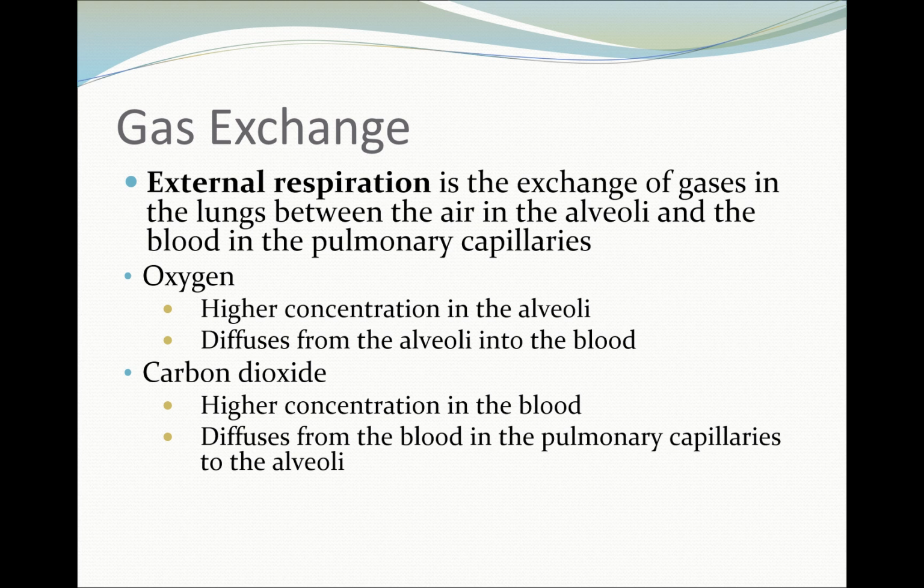Oxygen will have a higher concentration in the alveoli as you breathe in, and it diffuses from the alveoli into the blood. Carbon dioxide, on the other hand, will have a higher concentration in the blood, and it will thus diffuse from the blood in the pulmonary capillaries to the alveoli. Because remember, we have a concentration gradient where we diffuse from a higher concentration to a lower concentration.